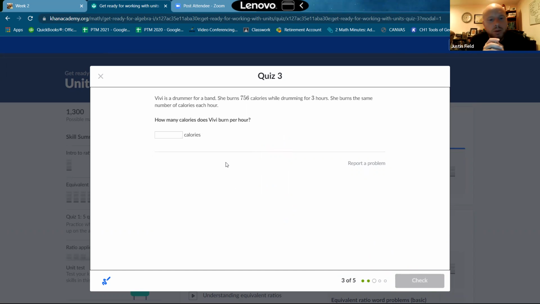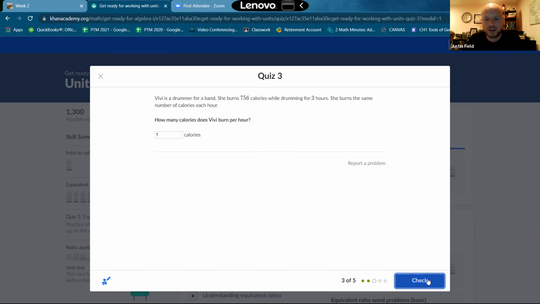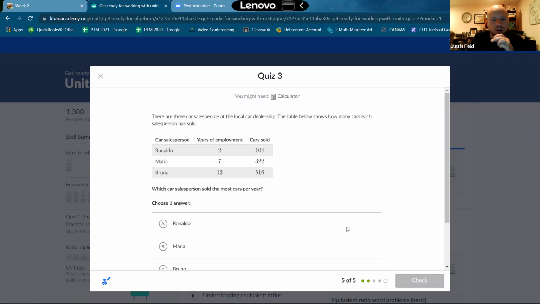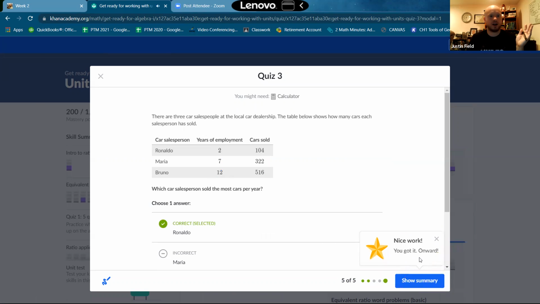Vivi is a drummer for a band. She burns 756 calories while drumming for 3 hours. Per hour, so you can do that. That's what I just told you. Per hour, another unit rate. Now in this one, what you want to do is find the unit rate. So divide, divide, divide, and compare. Right. Oh, I got it. But that doesn't count. It shouldn't count for you if you accidentally get it.